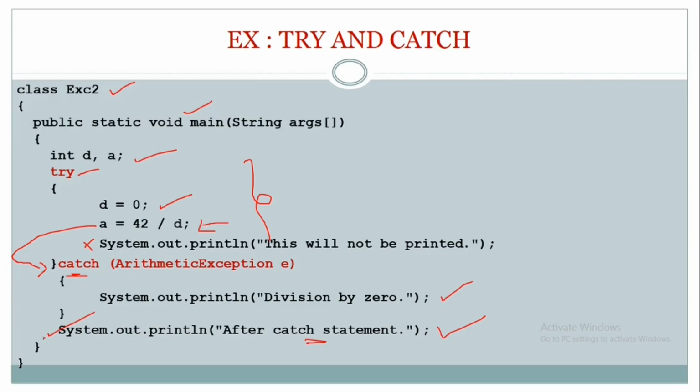Now what is the output of this code? As you can see, it prints division by 0, and then the statement after the catch. The statement after the exception line is not executed, because the exception occurred on that line, was thrown, and was caught by the catch statement.